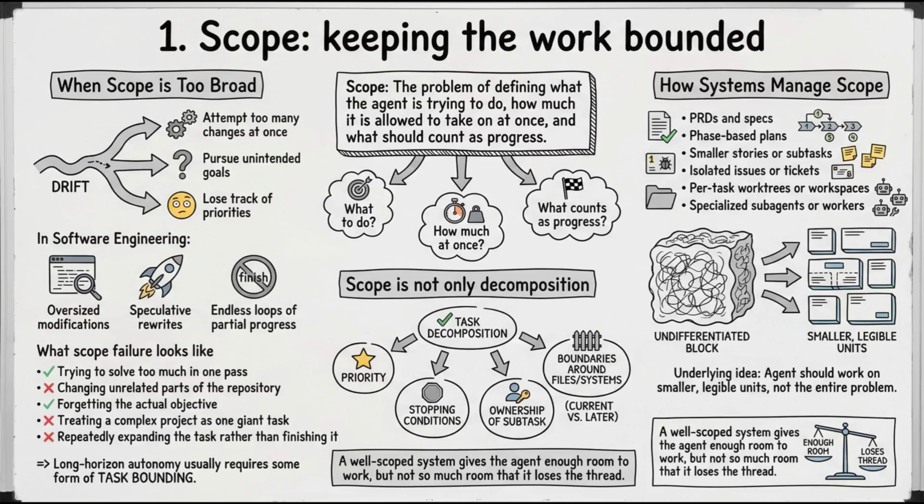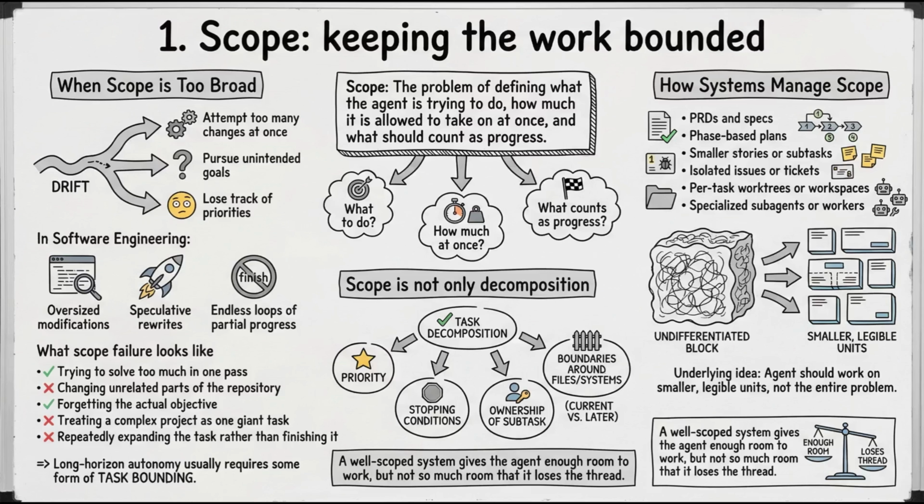Sometimes we restrict the agent to per-task workspaces or work trees, or we use specialized subagents focused on very narrow goals. The underlying philosophy here is simple. An agent should not have to carry the weight of an entire problem as one massive, undifferentiated block. It needs to work on smaller, clearly defined units.